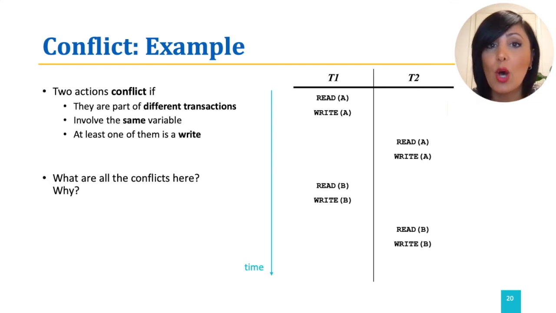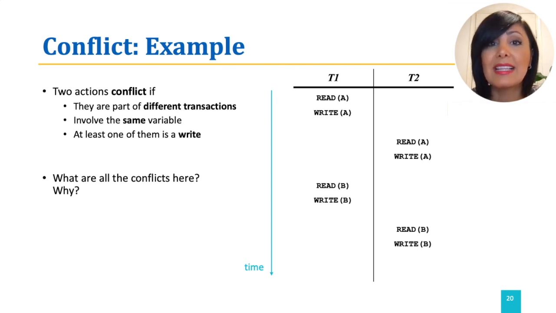Transaction T2 also has all the same actions. Based on the timing of transactions, we have interleaving. This means read A and write A from T1 happen, then read A and write A from T2, then read B and write B from T1, and finally read B and write B from T2. Based on the definition of conflict, what are the conflicts in this example?